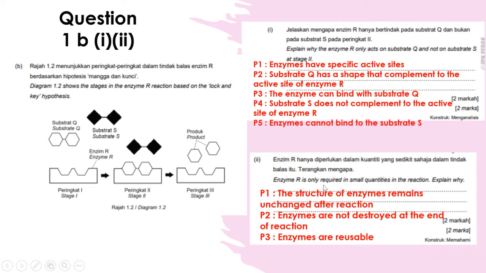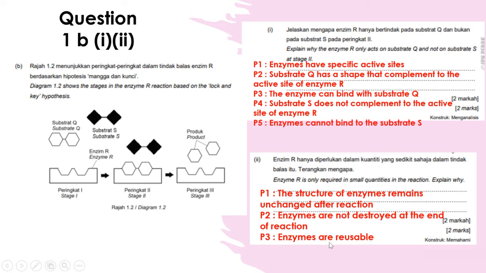So the enzyme is only required in small quantities in the reaction, and you have to explain why we only need a small quantity of the enzyme in an enzymatic reaction. What is the reason? We go to the suggested answer here. The structure of the enzyme remains unchanged after the reaction. The enzymes are not destroyed at the end of the reaction. So the enzymes are reusable.